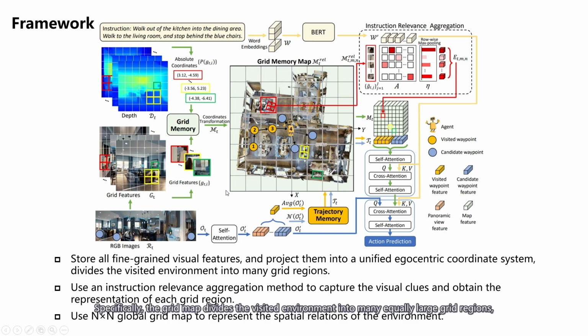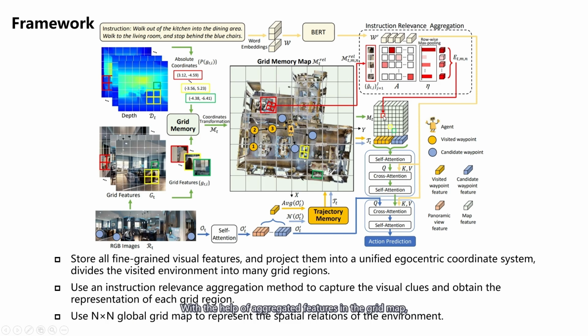Specifically, the grid map divides the visited environment into many equally large grid regions, and each grid region contains many fine-grained visual features. We dynamically construct a grid memory bank to update the grid map during navigation. At each step of navigation, the grid features from the pre-trained CLIP model are saved into the memory bank, and all of them are categorized into the grid map regions based on their coordinates calculated via the depth information. To obtain a holistic representation of each region, we design an instruction relevance aggregation method to capture the visual clues most relevant to navigation instructions.